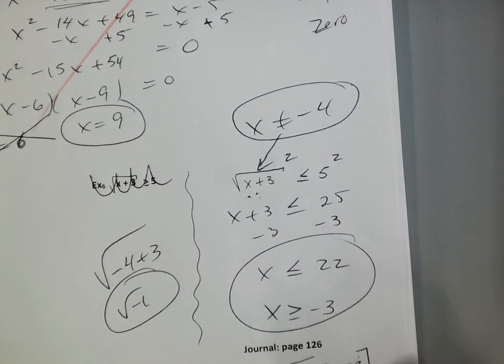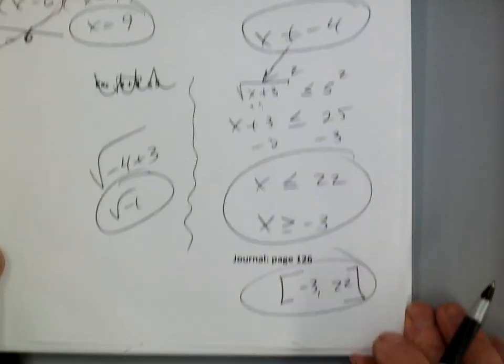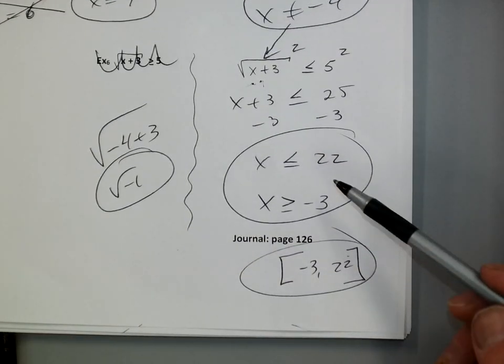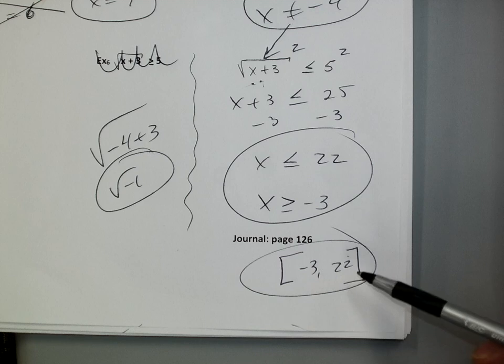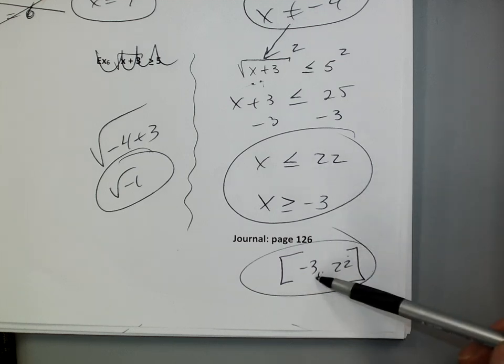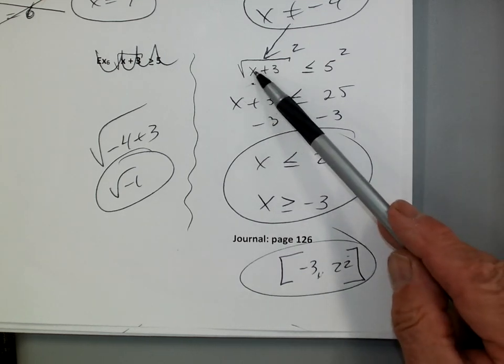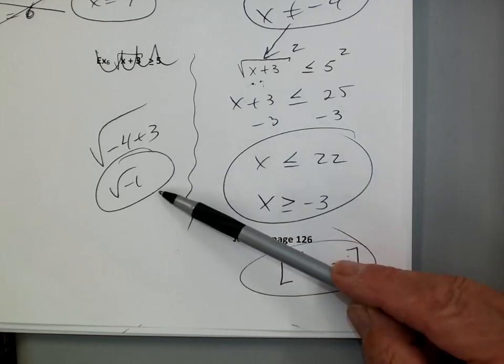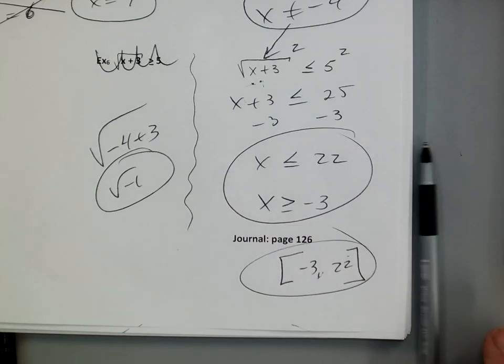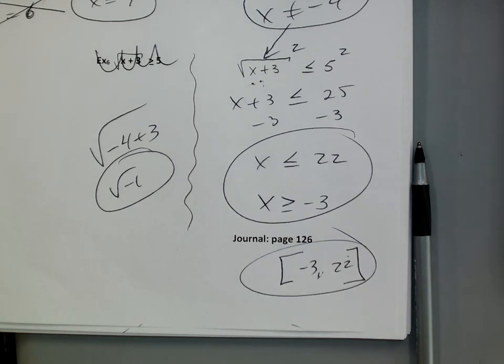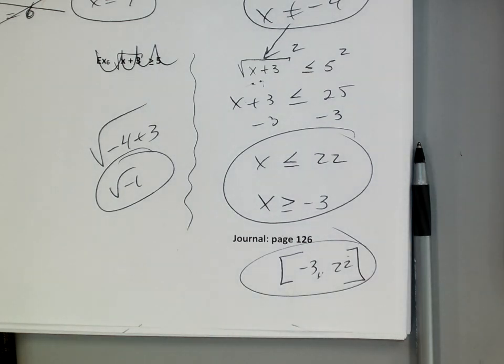And we'll talk about this more next time we meet for Zoom. It's an interval of answers, because your answers can't be less than negative 3, because if you put anything less than negative 3 in here, you get the square root of a negative number, and these have to be real numbers, not imaginary. Okay, so we'll talk about this some more next time I Zoom with you.